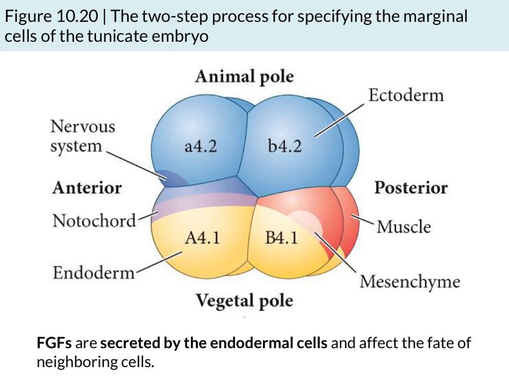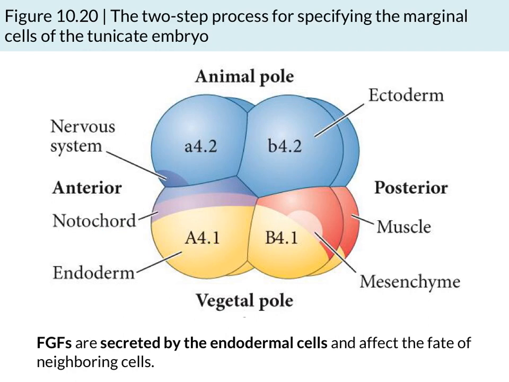Now, the cells that are going to give rise to the notochord and also the cells that will give rise to the mesenchyme are both going to be the descendants of cells that are located near the endoderm. So the endodermal cells will be adjacent to the cells that are supposed to give rise to the notochord, and they will also be near the cells that are supposed to give rise to the mesenchyme. So both the notochord precursors and also the mesenchyme precursors are receiving FGFs that are coming from the endoderm.